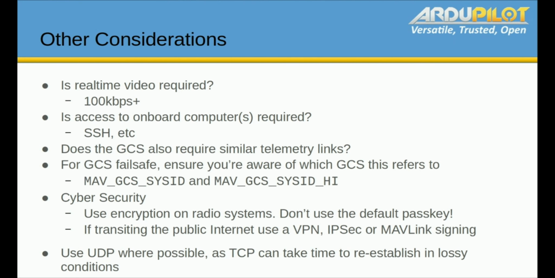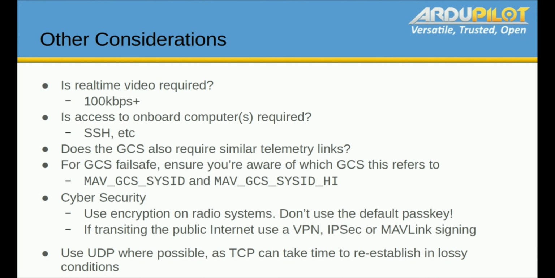Do you need access to any onboard computers, like SSH and so forth? Does the GCS also require multiple telemetry links? This is particularly important if your GCS is out in the middle of nowhere with your aircraft. It's no good if your aircraft has five telemetry links and your GCS has one, and that one fails and you don't have connection to your vehicle anymore.